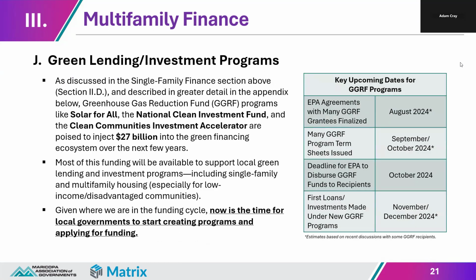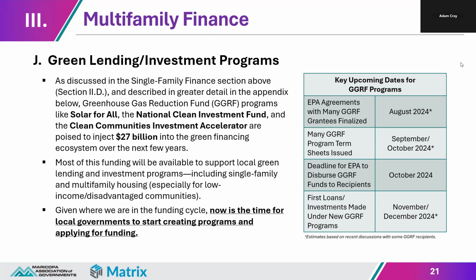And then finally, the last set of programs I want to talk about is these green lending investment programs I had mentioned earlier. Solar for All, the National Clean Investment Fund and the Clean Communities Investment Accelerator are on the cusp of giving us $27 billion of green financing over the next couple of years. It's a lot of money that will be available for local governments to access. Most of this funding is going to support green lending and investment for both single family and multifamily projects, especially in low income and disadvantaged communities.